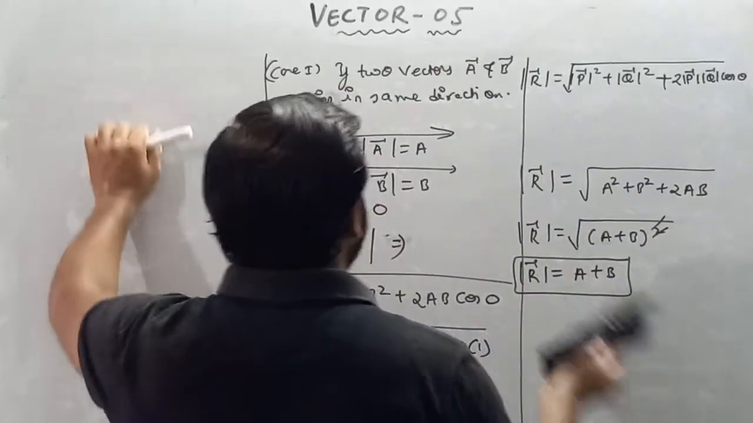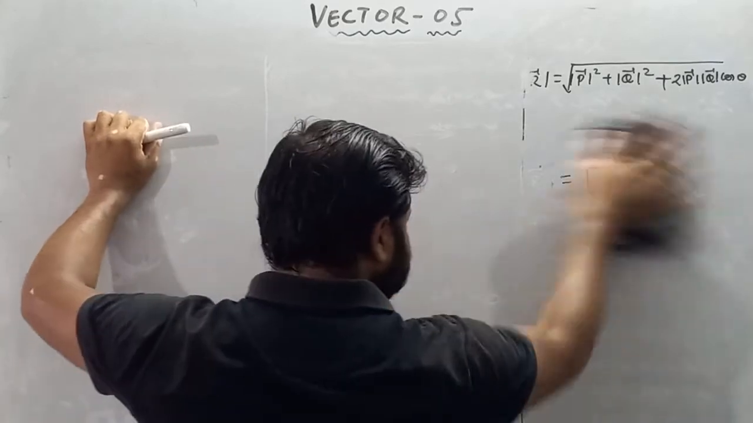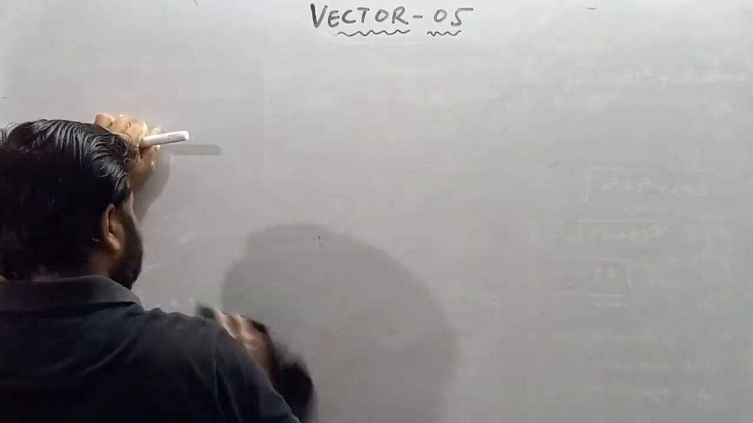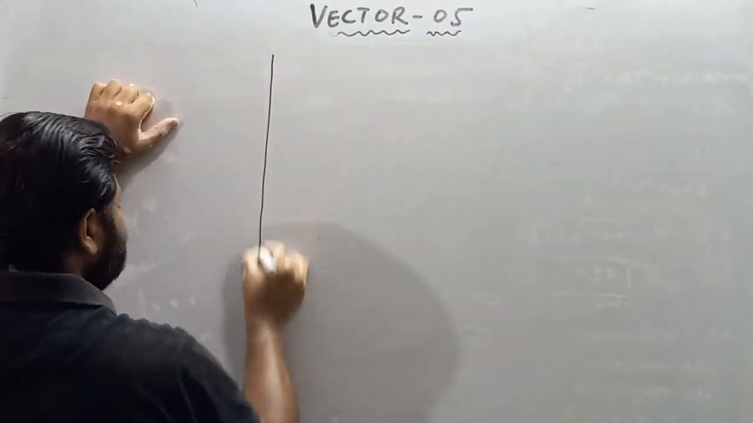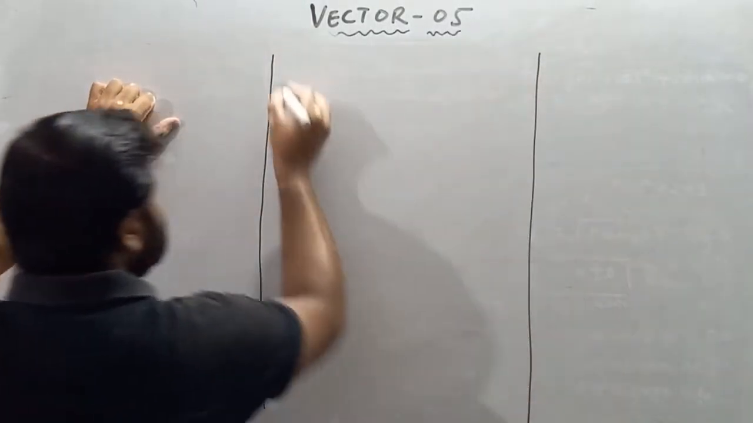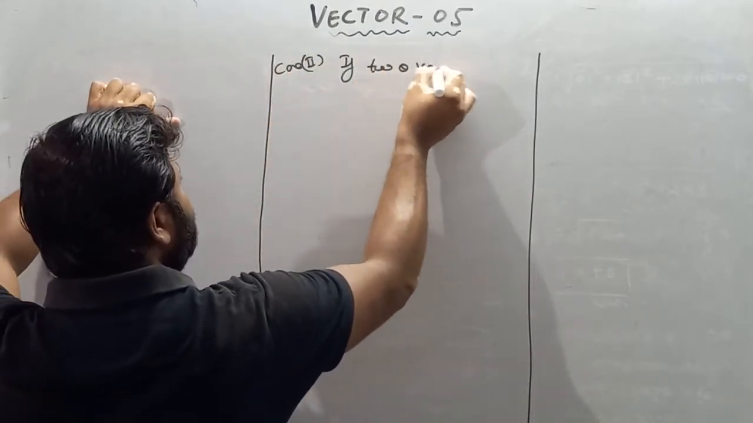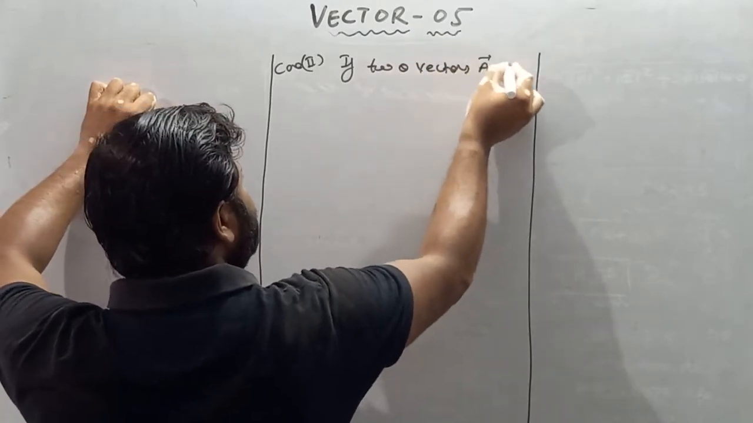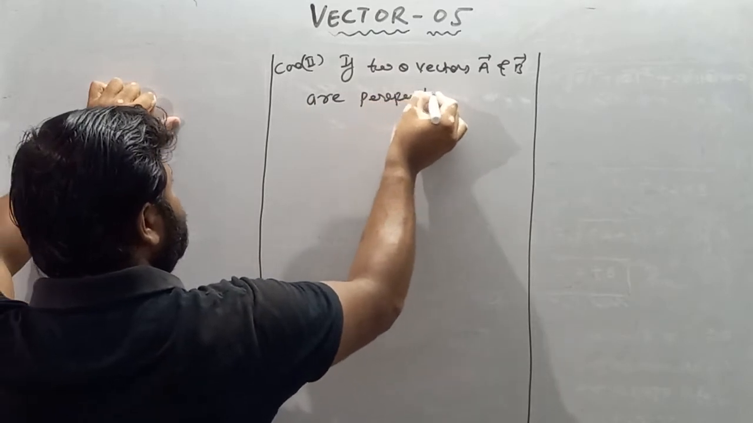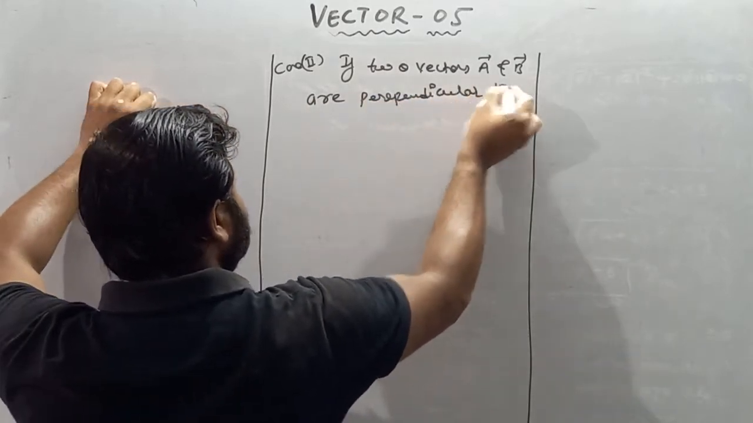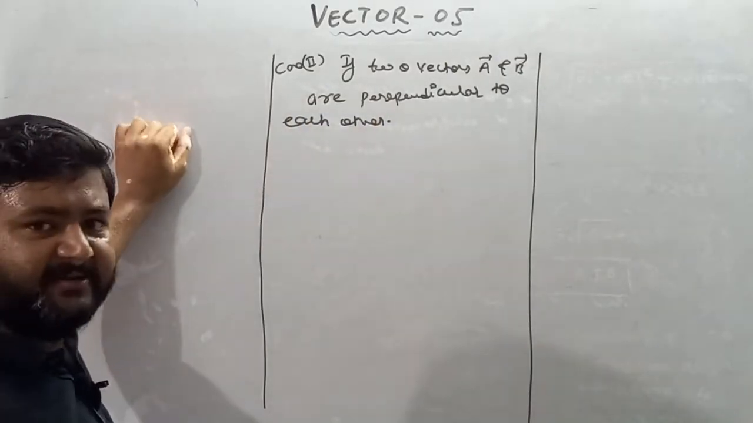Now moving forward, we are discussing case 2. Write down case 2: if two vectors, A vector and B vector, are perpendicular to each other.